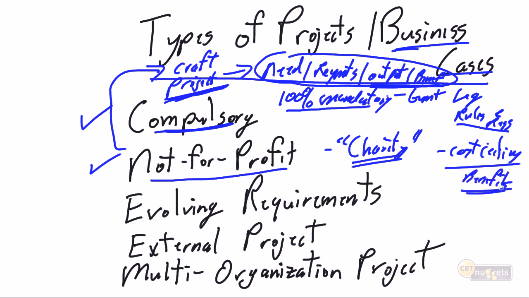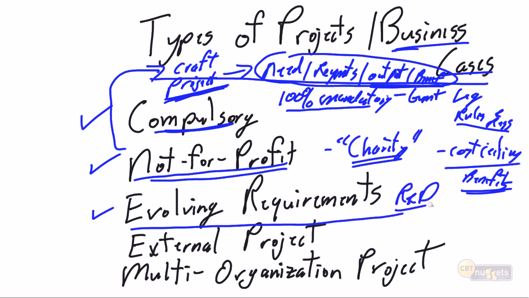There's going to be a cost ceiling, and we still need to understand what the needs, what the requirements, what the outcome, what the benefits are going to be so that we can craft the project appropriately. Now, this next one, evolving requirements, is the PRINCE2 term. Steve really thinks of this as an R&D type project that we've talked about a couple of times already, specifically in the areas of risk management. These are exploratory.